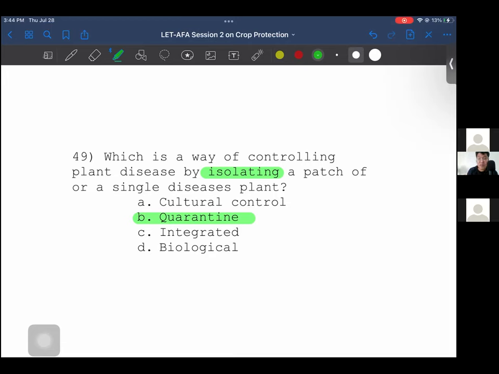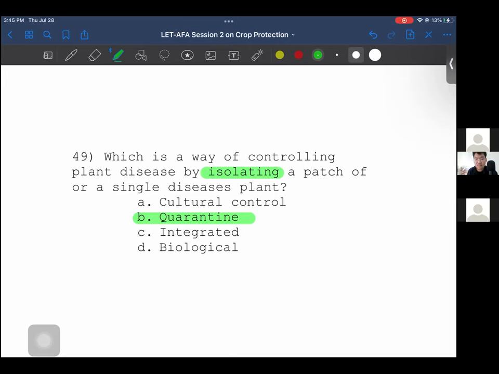For example, dito sa Pilipinas, cogon grass yata. Kasi mayroong isang grass here sa Philippines na dinala lang dito accidentally. Which is, basta cogon grass yata, if I'm not mistaken. Na ngayon, ang dami ng naging peste na siya dito, di ba? So, that is sad. So, that is the thing that we are preventing when we are doing quarantine.